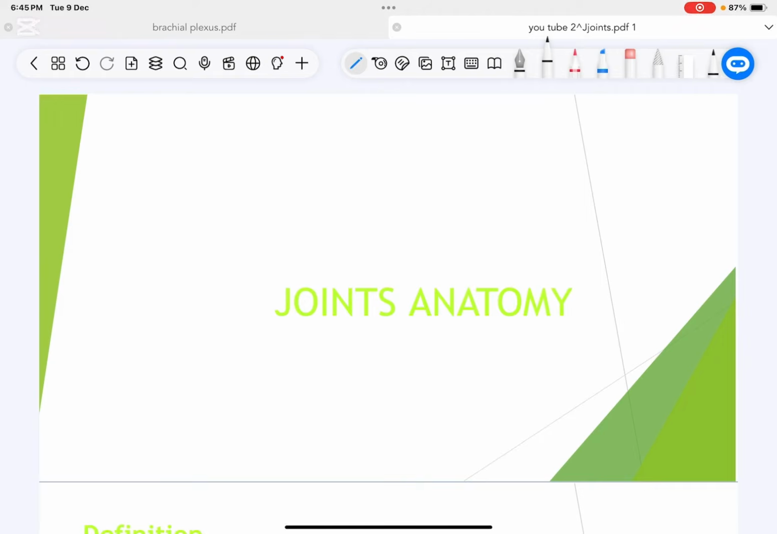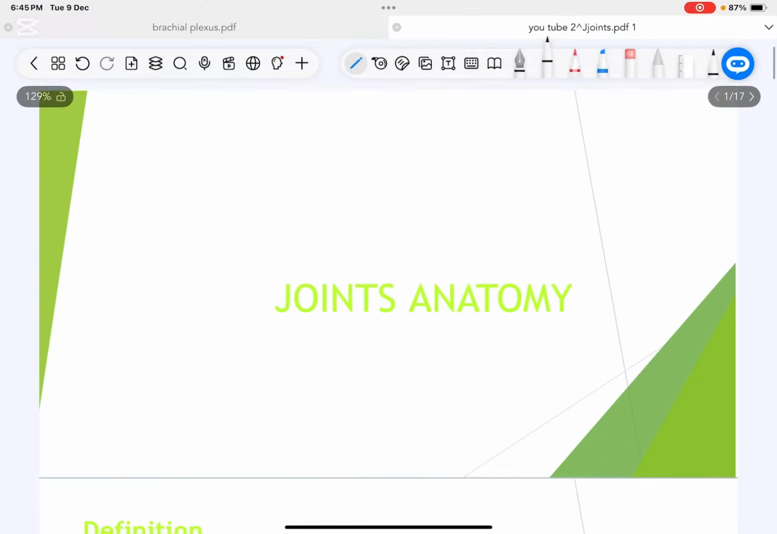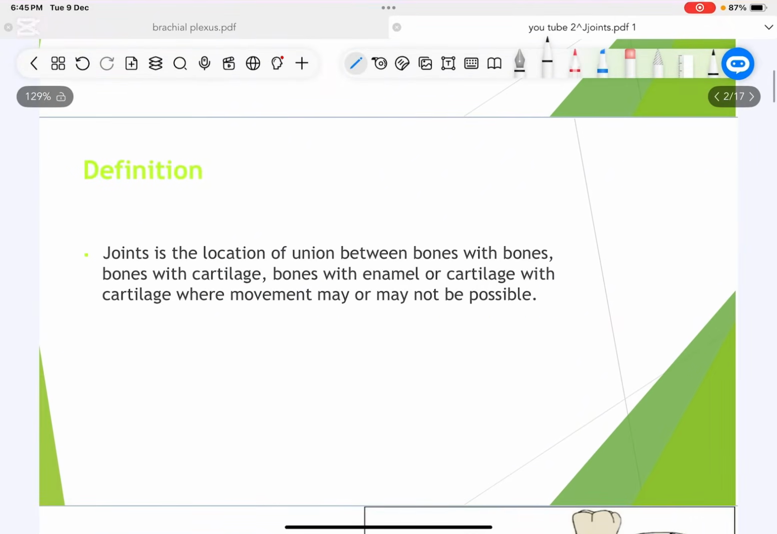Today, our topic of discussion is joints anatomy. In this video, we are going to discuss joint definition and different types of joints with their subtypes and examples. So, let's start. First, the definition of joint. What do you understand by joints?